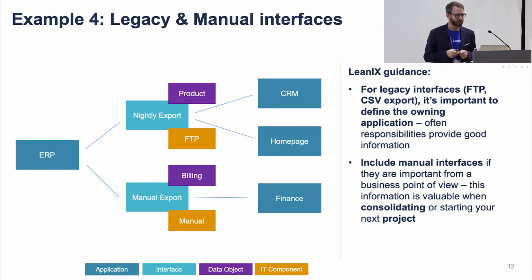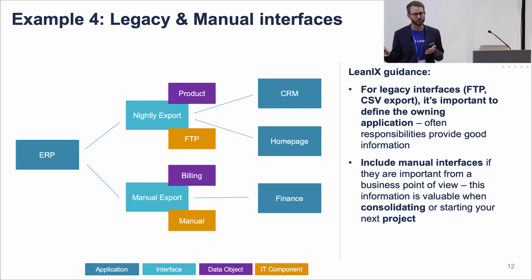The last example being, what about legacy and manual interfaces? We would strongly recommend to also model those. So you might have an ERP system that's doing a nightly export via an FTP to your CRM or to your homepage. So even there, if it's a legacy technology, if it's maybe even a manual process, it might be really interesting to model that as well, because it is a data exchange that is happening, although it's not supported by any technology, but it's there. And if it fails, you might also have an issue.